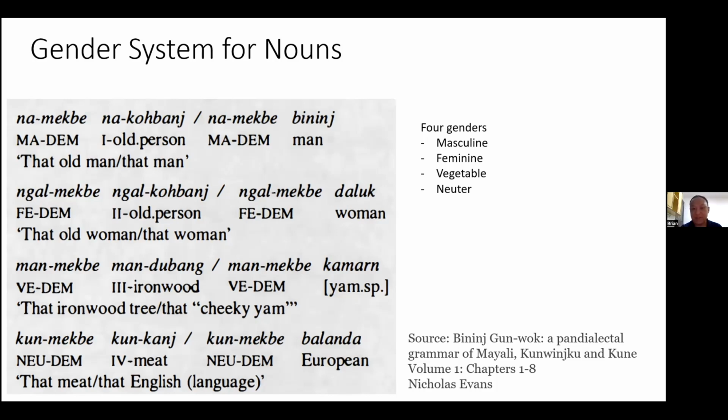You probably notice that some nouns also have a prefix, but that's irregular. So when you learn a noun, you have to know whether it takes a prefix or not. Words like man and woman, pinyin and daluk, don't have prefixes. But the words for old man and old woman, you've got nagotbain, ngangotbain. So it just depends on the word. You have to learn it by heart.